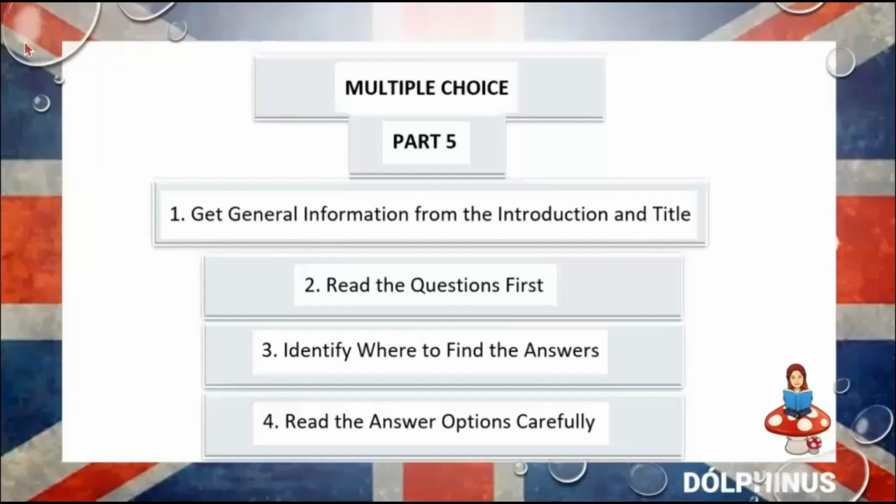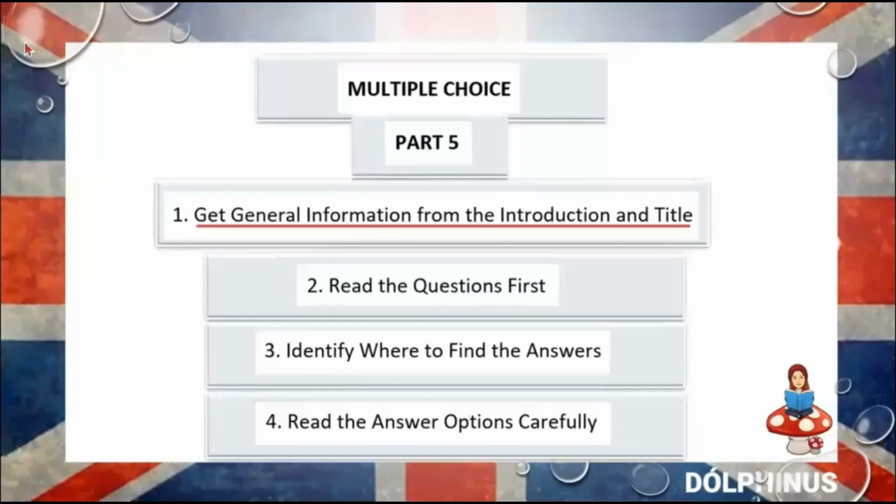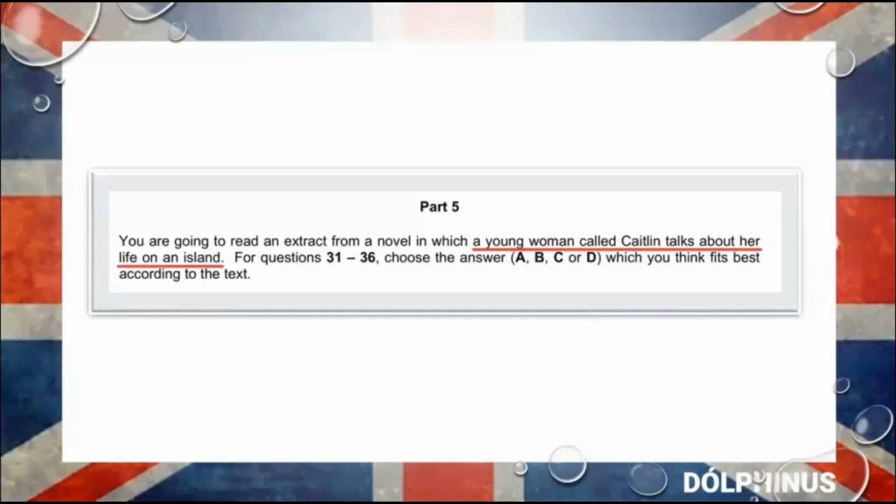These are the steps we must follow, so let's begin with the first one. Get general information from the introduction and title. All the information we need to know what it is about is pointed out there. You are going to read an extract from a novel in which a young woman called Caitlin talks about her life on an island. Whenever it's an extract from a novel, there's no title.